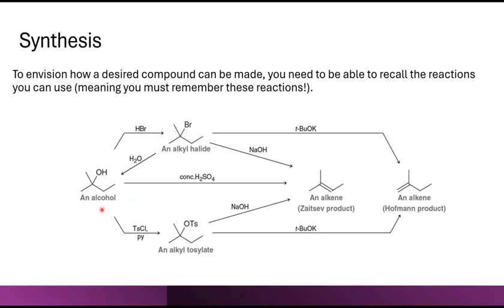If we work with a binary acid like HBr, we can get an alkyl halide. We can make the OH group into a better leaving group by using something like tosyl chloride and pyridine to get an alkyl tosylate. And in that case, we can then have it undergo a reaction with a strong base or a strong bulky base to obtain alkenes.